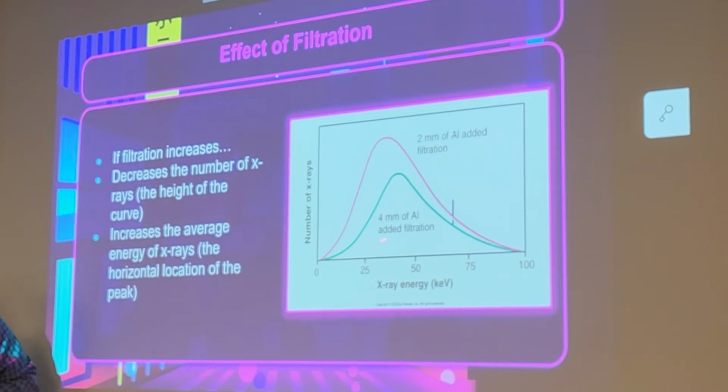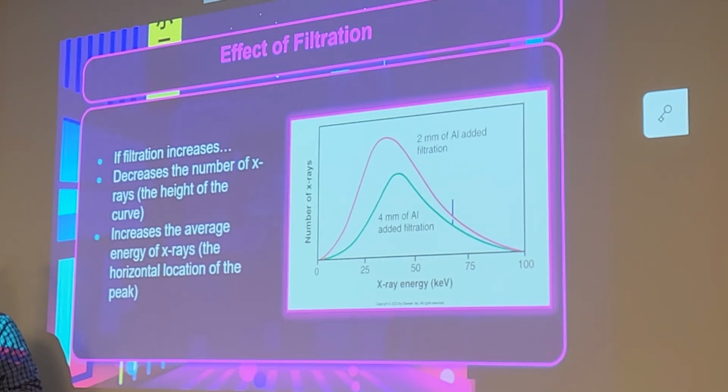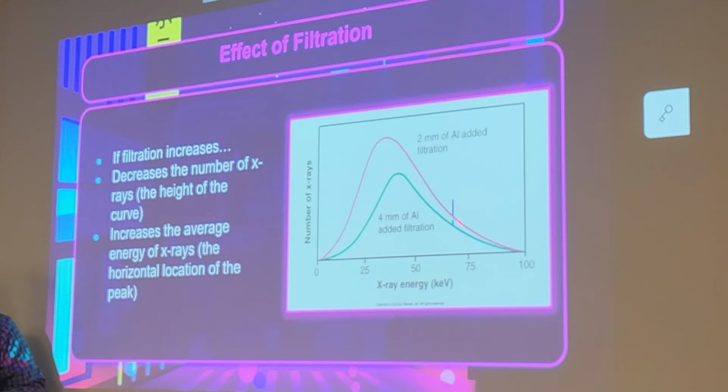Once again, the characteristic stays the same. But what's going on down here? It's cut off. Why is that cut off? The hardening of the beam, because we're filtering out those low energy photons, so they're not going to appear anymore.